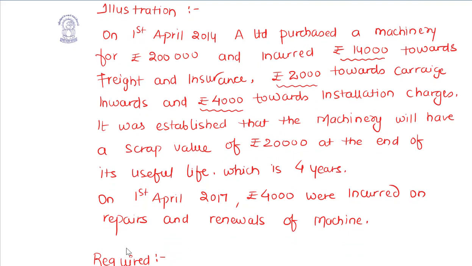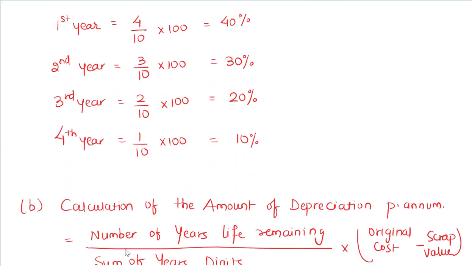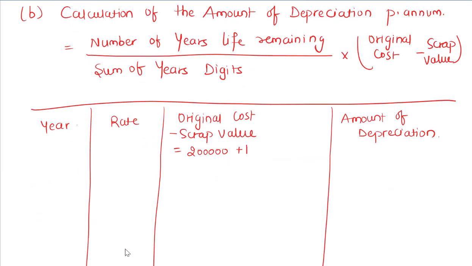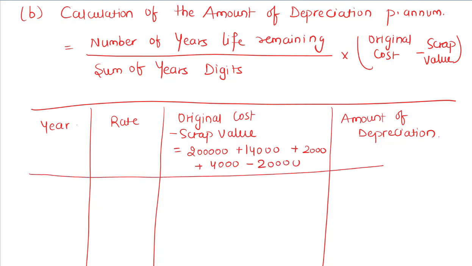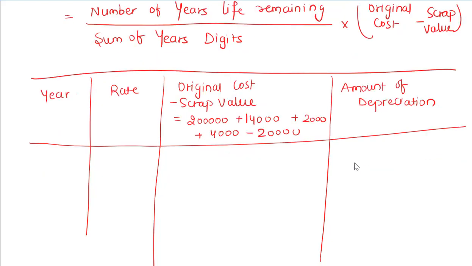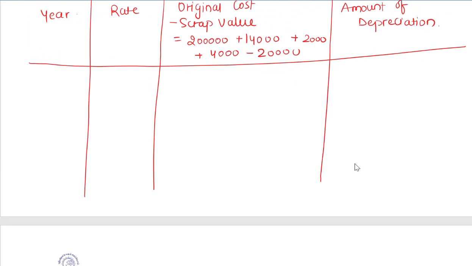And scrap value is 20,000, which is deducted. So just write here 2 lakh plus 14,000 plus 2,000 plus 4,000 minus scrap value, that is 20,000. If you solve this, the value is 2 lakhs.